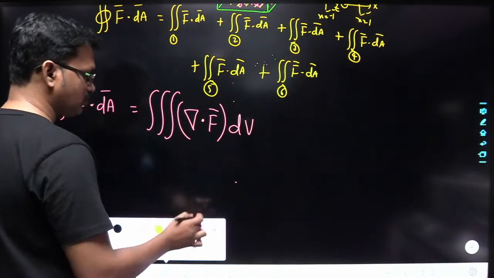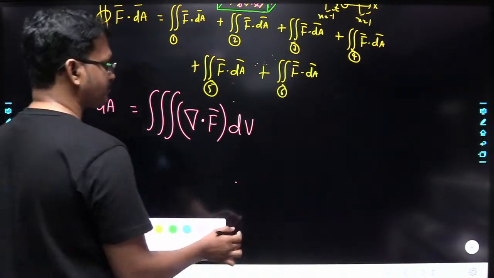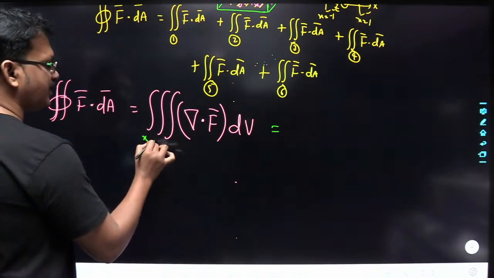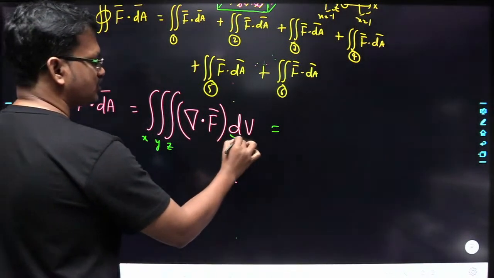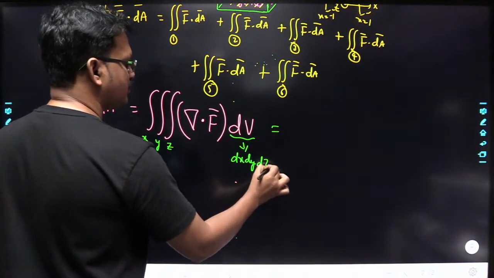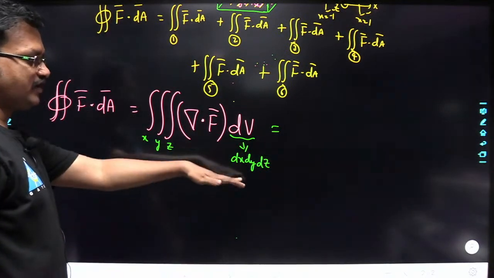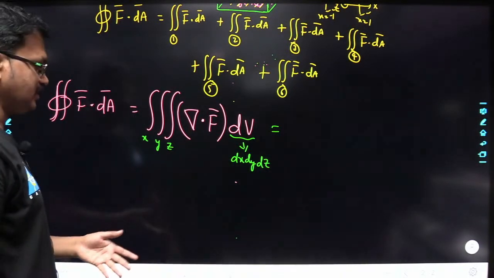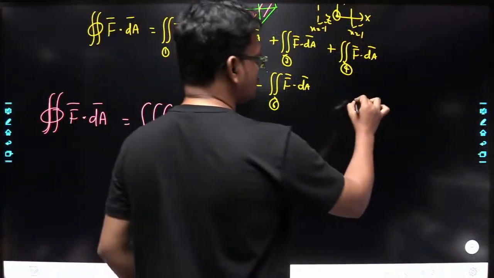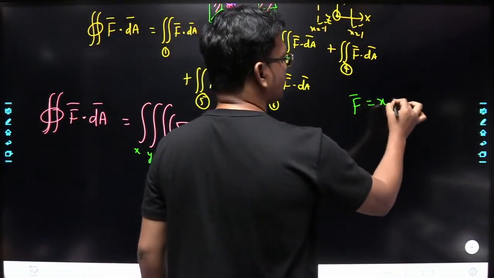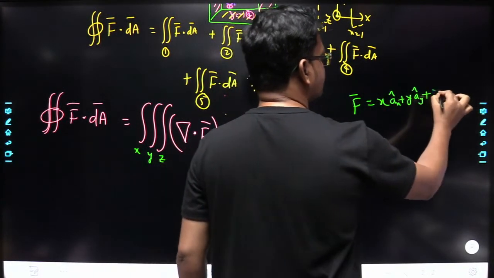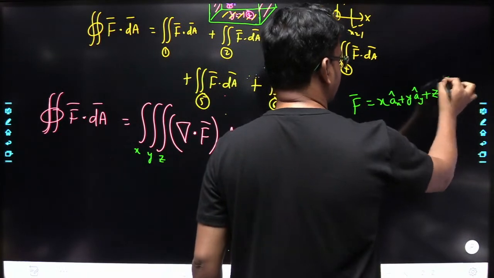So if you do this, what are you going to get? Here the variables are x, y and z, so dV is nothing but dx dy dz. The integration variables are dx, dy and dz. Right. Now what is the divergence of F bar here? F bar is equal to x ax cap plus y ay cap plus z az cap.